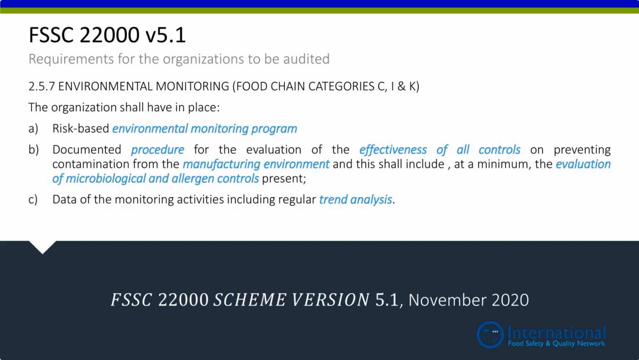So if you look at only the requirement, you have to have the next documents. You have to have a hazard analysis or risk-based environmental monitoring. You have to have some documented procedure, and this documented procedure needs to include the effectiveness of all controls, and it needs to include the evaluation of microbiological and allergens present. And at the end, you have to have one document which is trend analysis on a monthly basis or yearly basis or whatever you want, but this is what you have to have in this environmental monitoring.